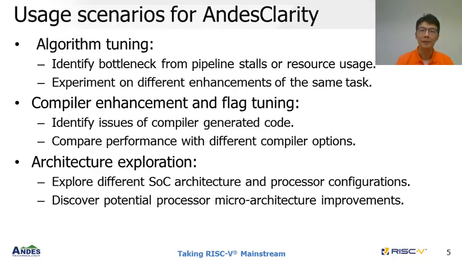There are three use cases for this tool. The first is for algorithm tuning. A user can identify bottlenecks from pipeline stalls or resource usages and try out different optimizations. The second use is for compiler improvement and flag tuning, if the compiled code generated is not efficient. And the third use is for processor configuration exploration, to help users discover potential microarchitecture improvements.